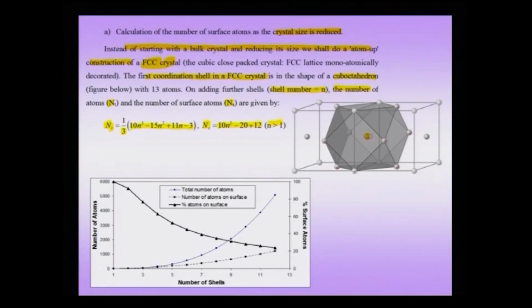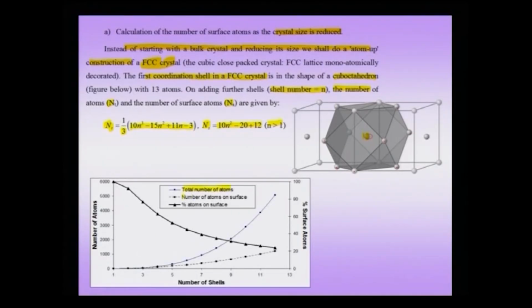Therefore, if I put n equal to 1, I will see that the number of surface atoms is 12, and if you want to add the central atom, the bulk atom will be one more in number. That will be one bulk atom and the remaining will be surface atoms if I take into account the central atom also.